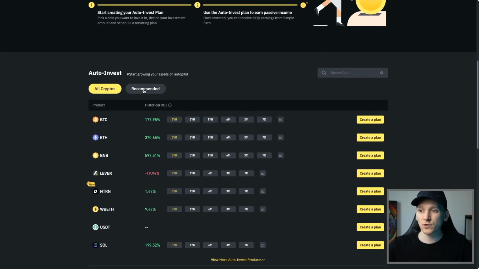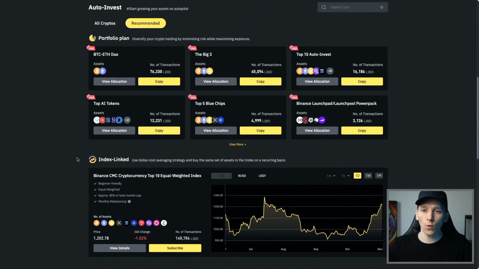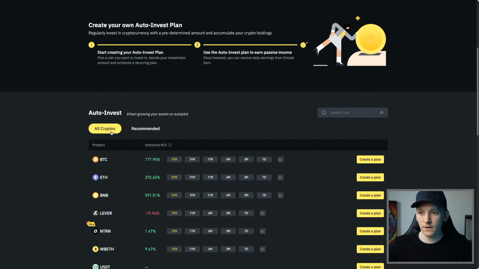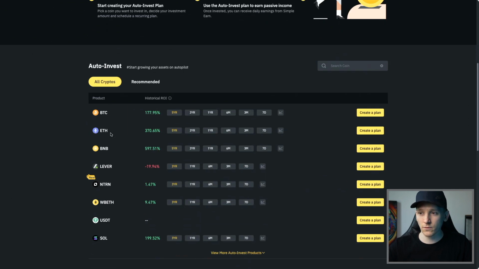Now, depending on which country you're in, you may not have access to all of these features. So you're just going to have to check in the country that you live in. So, if you have access to them, great. If not, you obviously can't use them.